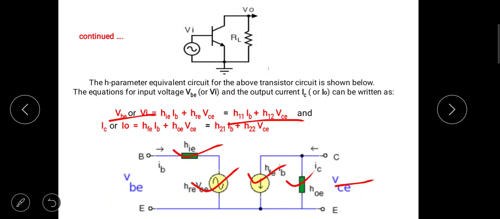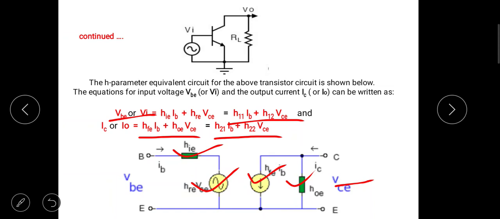And the second equation for output current or IO equals HFE into IB plus HOE into VCE. Now the same equation can be written in another way like this: H21 into IB plus H22 into VCE. Here all these parameters HIE, HRE, HFE and HOE are mentioned in this particular H parameter equivalent circuit.